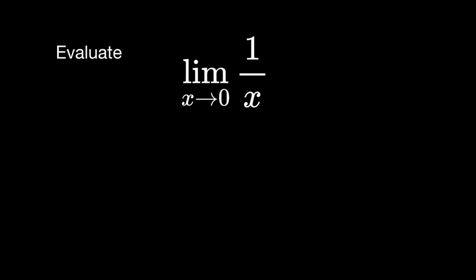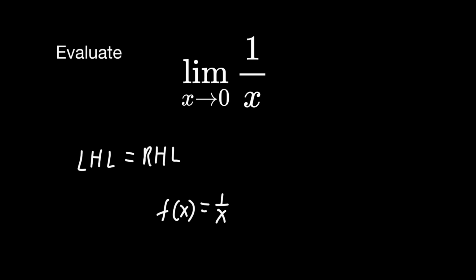To evaluate this limit, we want to make sure the left-hand limit equals the right-hand limit. If they are equal, then we can say the actual limit exists. So let's start by defining a function using function notation, f of x equals 1 over x, because it will be easier for us to write a limit later on.